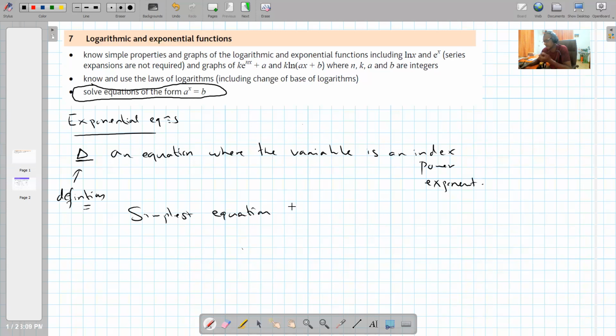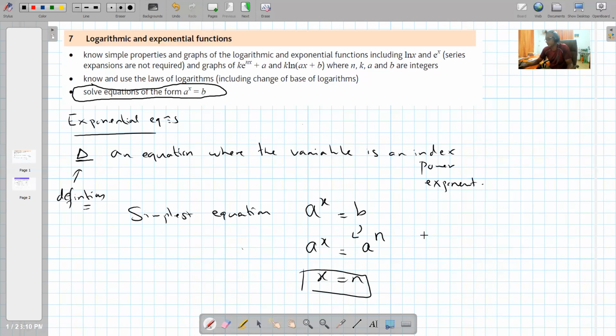Et simplement, l'équation la plus simple, c'est a to the power of x is equal to b. Et comment nous solve ça? Nous disons a to the power of x, et si je suis capable de faire, je vais dire a to the power of n. Et là, puisqu'il y a la même base, j'exprime ce b in terms of the power of the same base, et là, j'ai x est égal à n. La réponse.